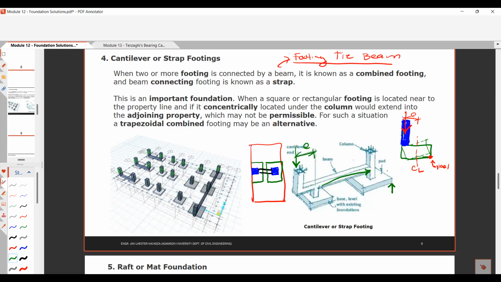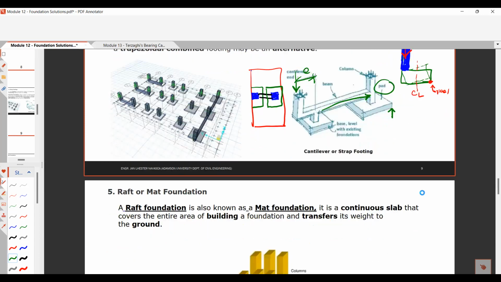So meron kang dalawang kokontra, yung concrete pad nito, and yung concrete pad nito, and also the column loads of this above load. Okay? So yan yung very kailangan nyo sa pag nagde-design kayo. So you need to check kung ano yung global performance of your structure. Okay? So this is a cantilever or a strap footing.